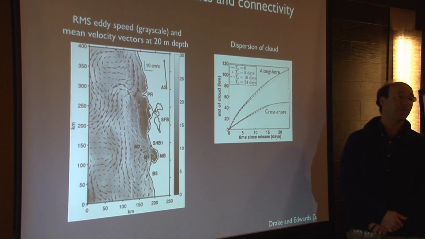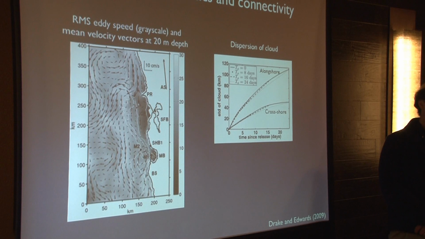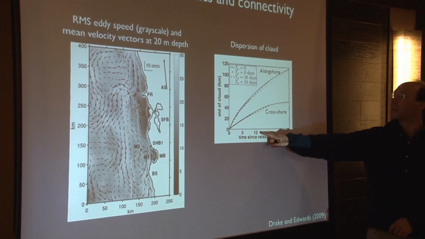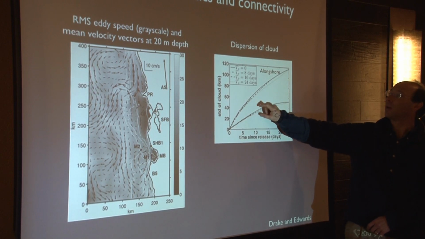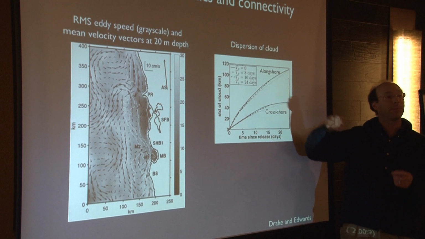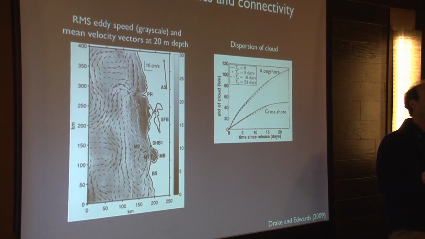Tens of kilometers from their origination zones. In 10 days, in one day? Oh yeah, in 10 days. So these are clouds that disperse. In 10 days, we find 50-kilometer alongshore standard deviation.